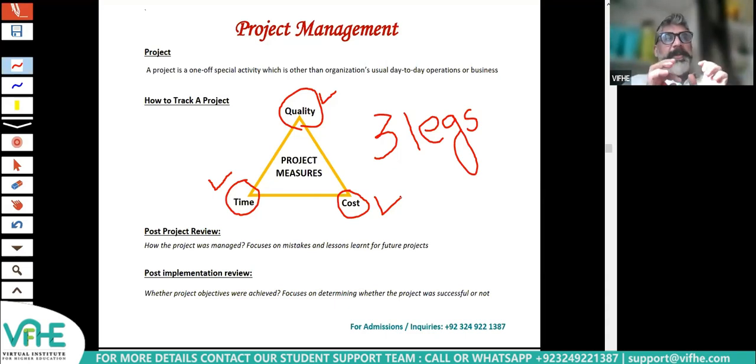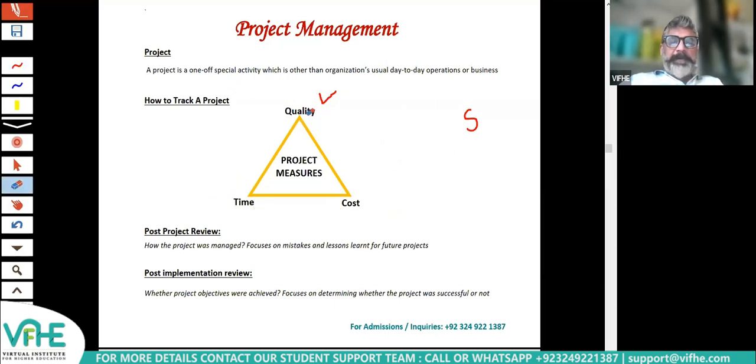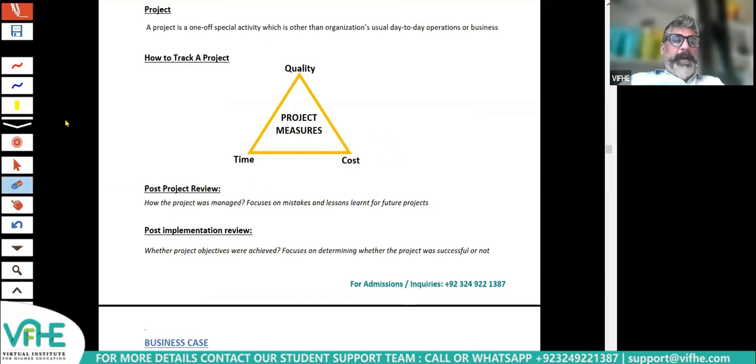And through these three areas, we actually supervise and monitor and keep a tight control on the project. Any questions? Quality, time, and cost. All right. Now, I want you to understand this terminology.